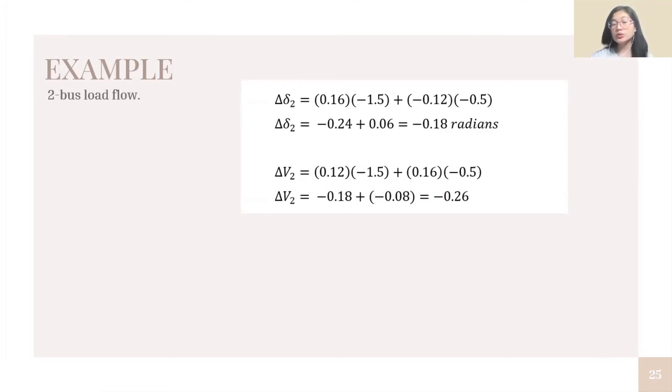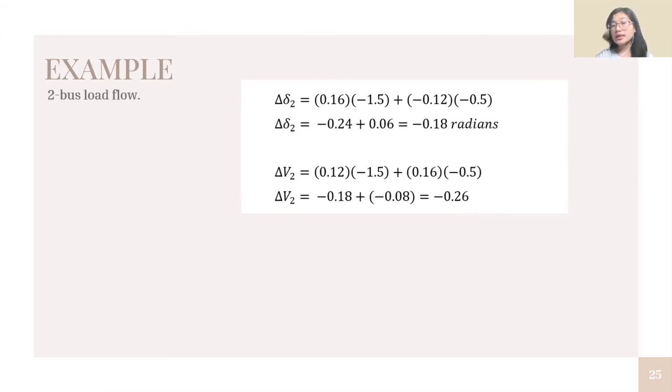As for our V2, sabi natin multiply 0.12 and negative 1.5, then add it to the product of 0.16 times our negative 0.5. So, this 2, ang product nito is negative 0.18. This 2, ang product nito is negative 0.08. And if we are to add this to it, that's going to be negative 0.26. So, we have the answer. But is that the final answer?